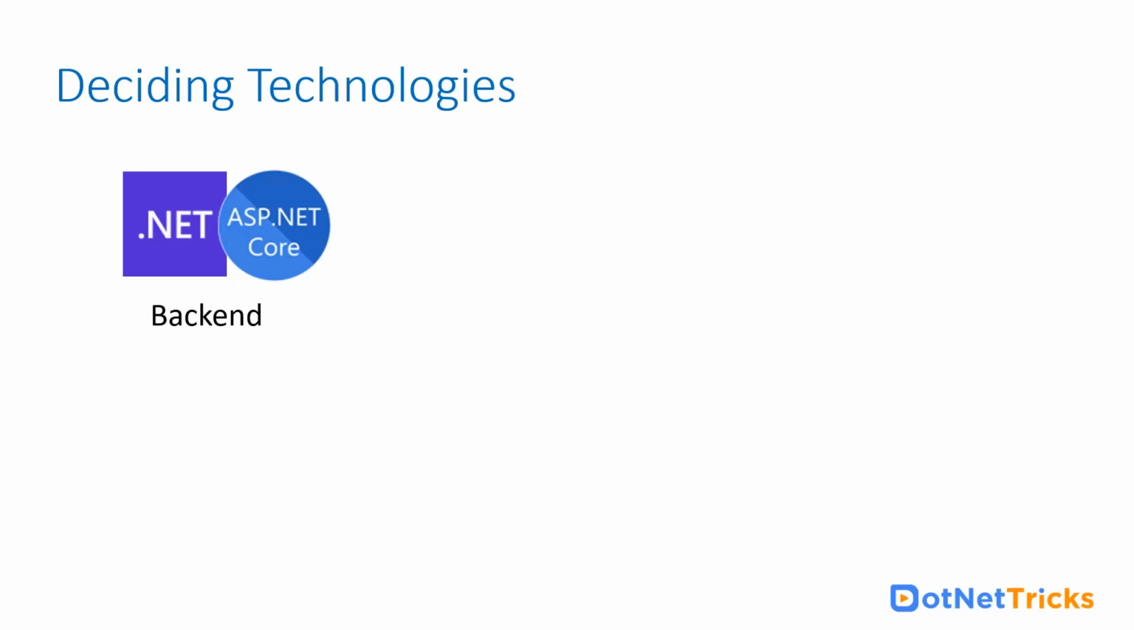Even Microsoft is recommending to use .NET 6 if you're running your application in the cloud, like Microsoft Azure or AWS, so that you can save the running cost of the application in the cloud.